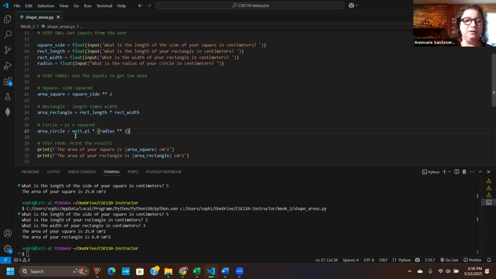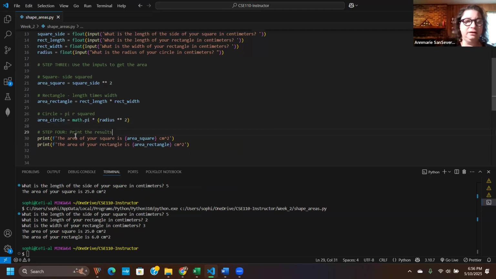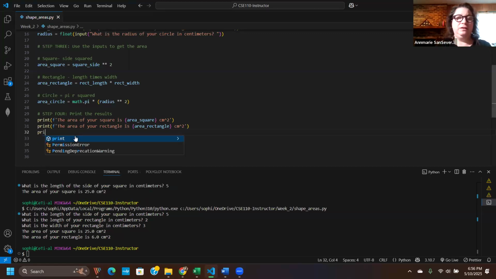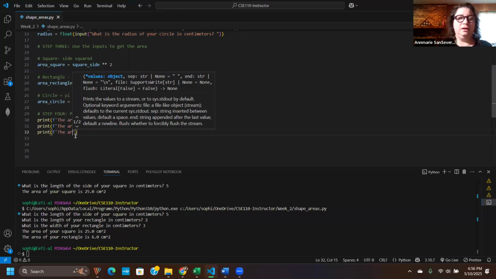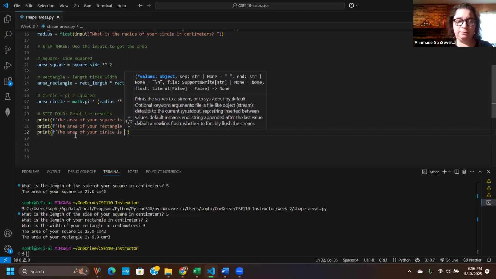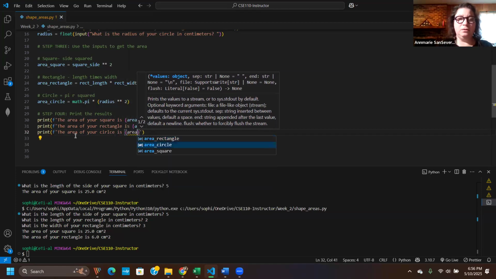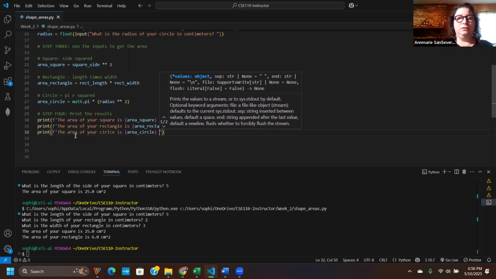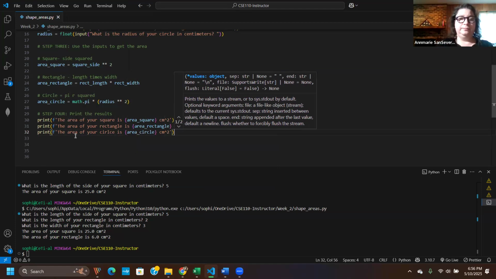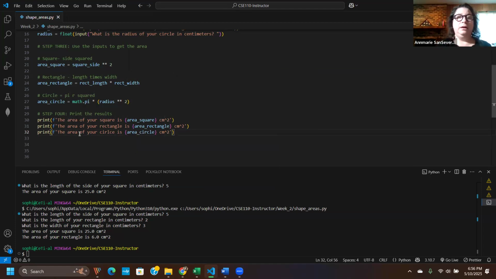Okay. So now we got to print it. Print area of your circle is area circle, centimeters squared. All right. Now we're going to notice something interesting. I did this math.pi instead of 3.14 on purpose, so I could show you something else.